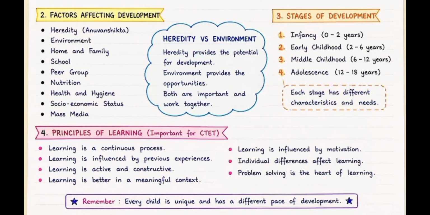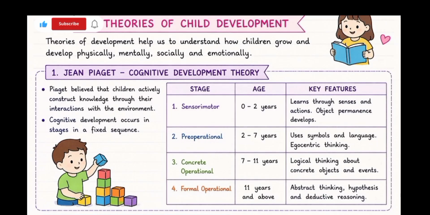And points to remember: every child is unique and has a different pace of development. Today we will do the theories of child development. Theories of development help us to understand how children grow and develop physically, mentally, socially, and emotionally.